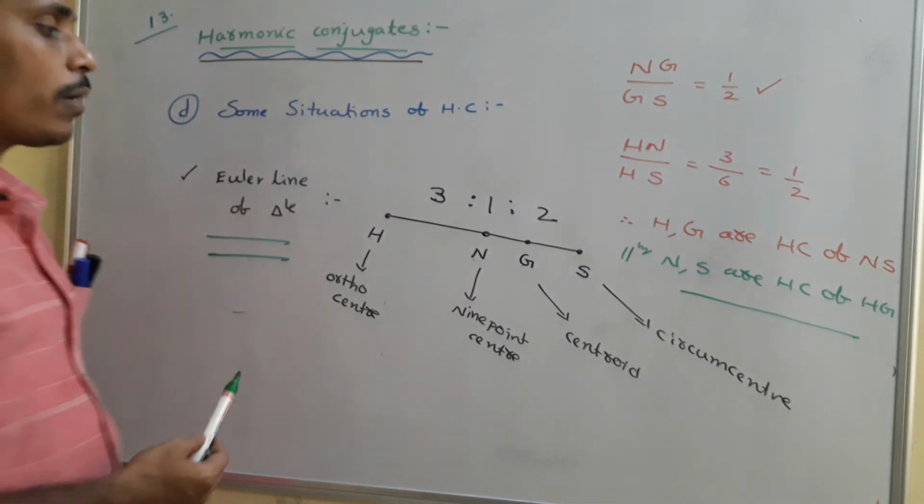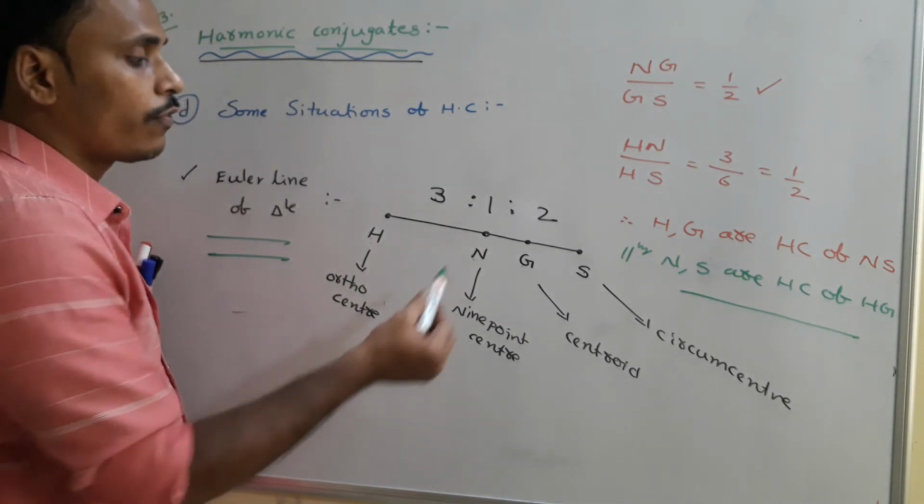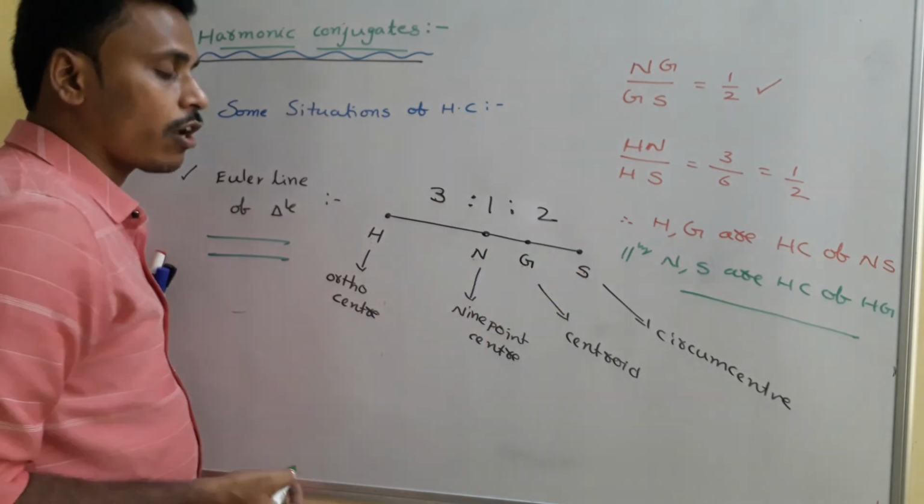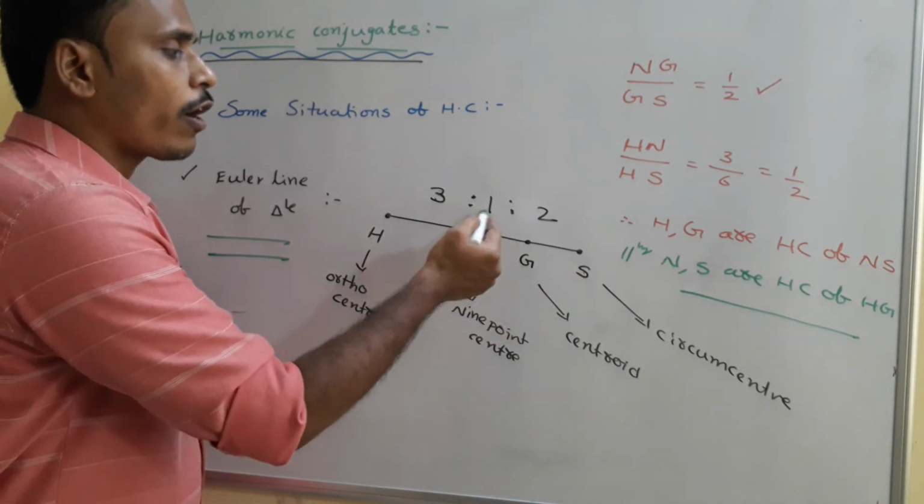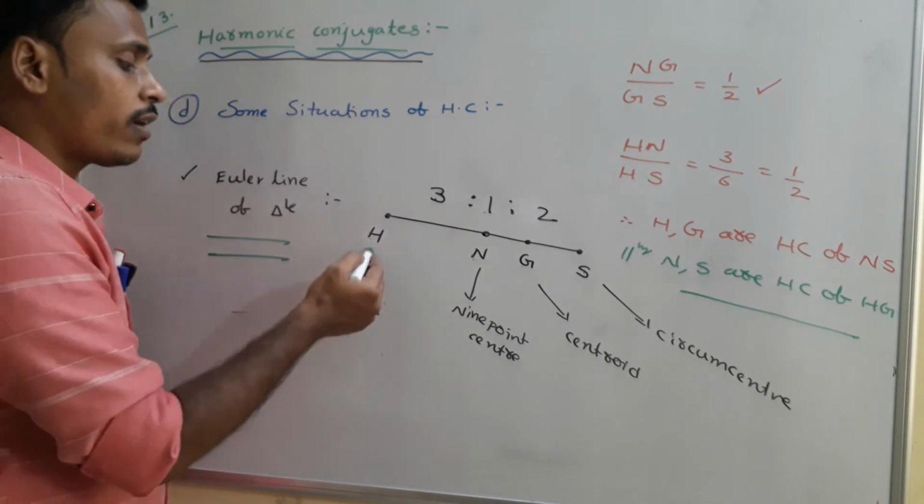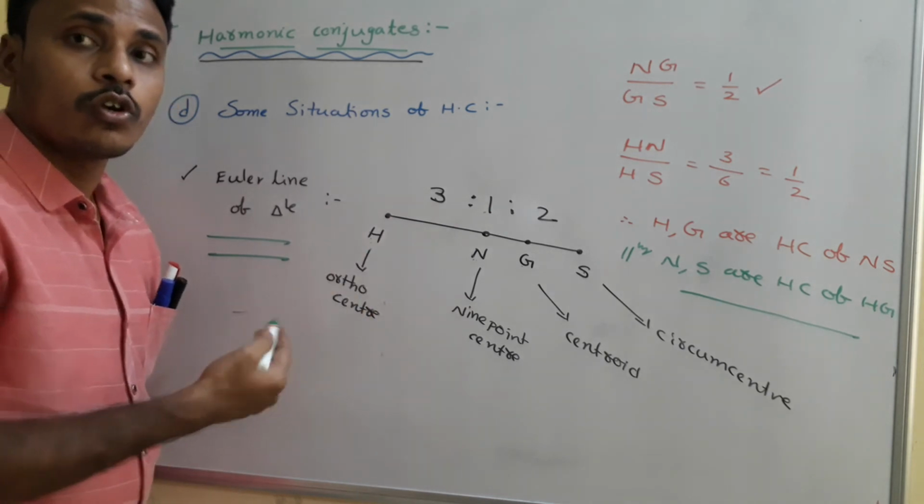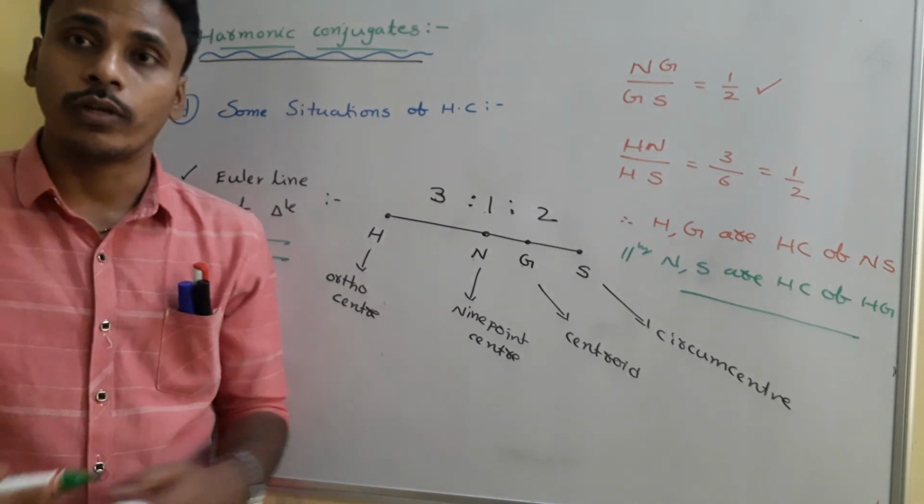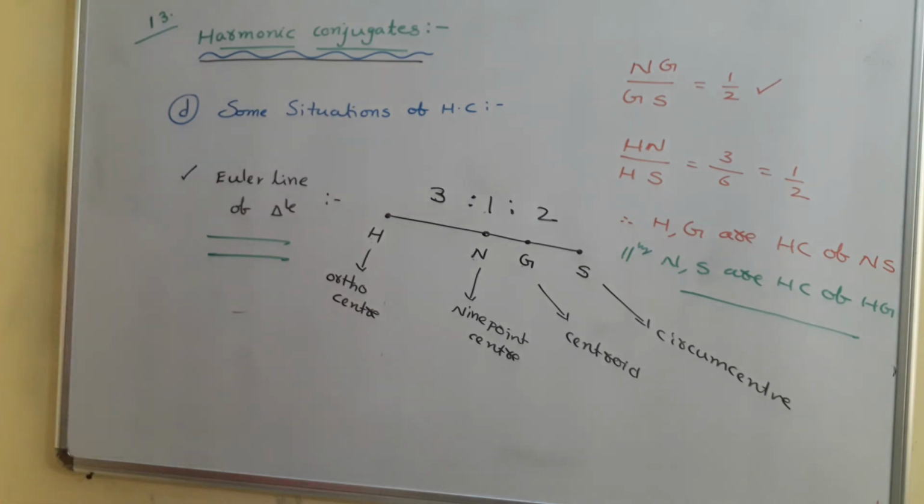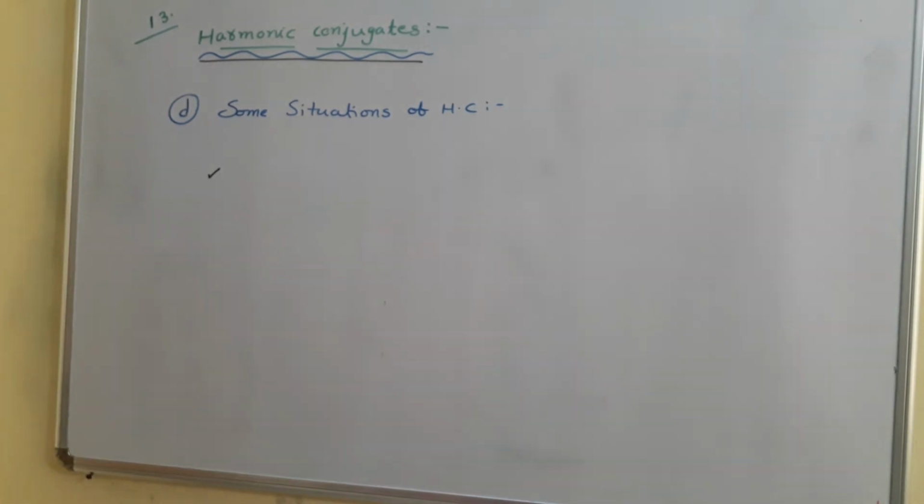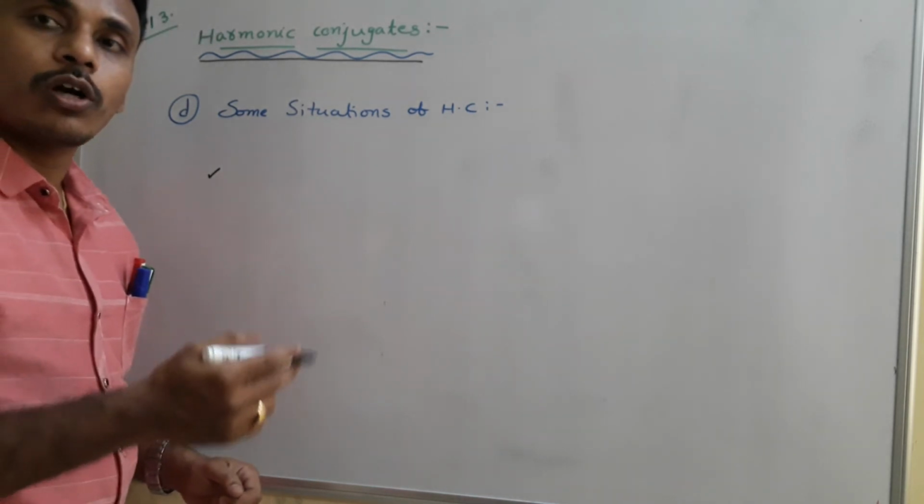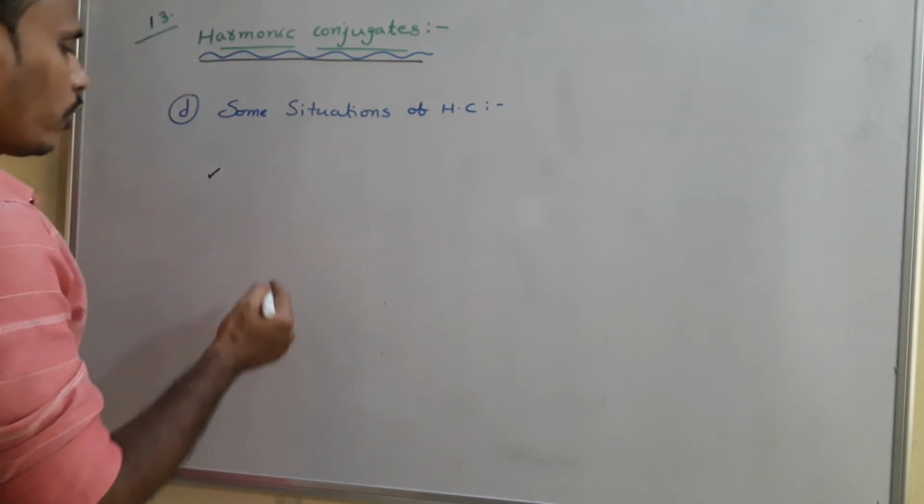Suppose the problems ask you, if the nine-point center and circumcenter are given, you can easily find the centroid using this ratio, or you may find the orthocenter also using this ratio. Usually you will get this type of problems. First of all, have a look. In geometry, there are some situations where harmonic conjugates happen, and we are going to identify them.